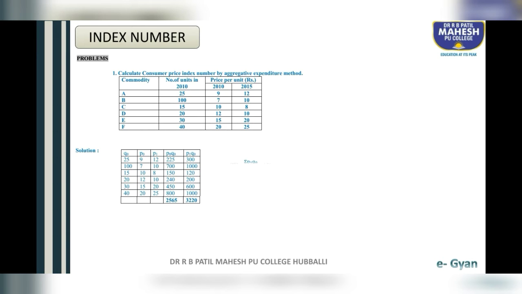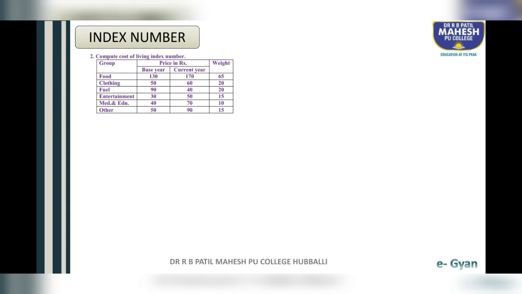Okay. So the formula of aggregate expenditure method is given by CPI equals summation P1 Q0 divided by summation P0 Q0 into 100. So now you substitute the values. Summation P1 Q0 total is 3220. Summation P0 Q0 total is 2565. So after solving this, consumer price index number, final answer is 125.54. Okay students, this is a 5 marks question.